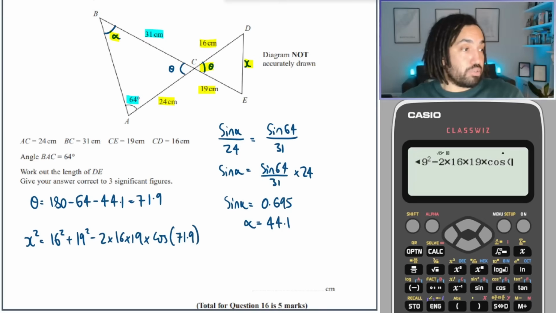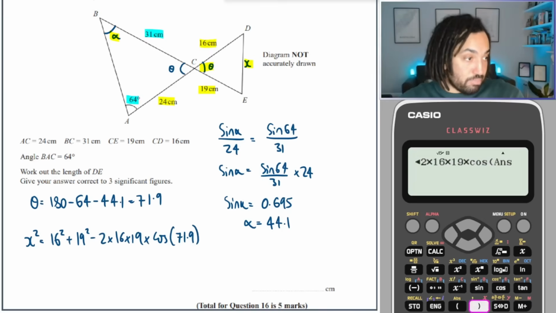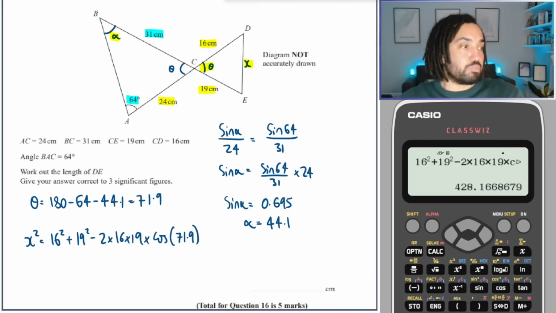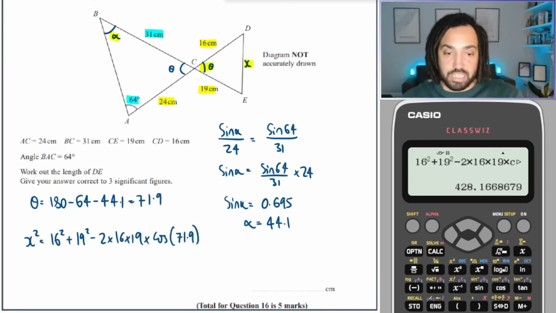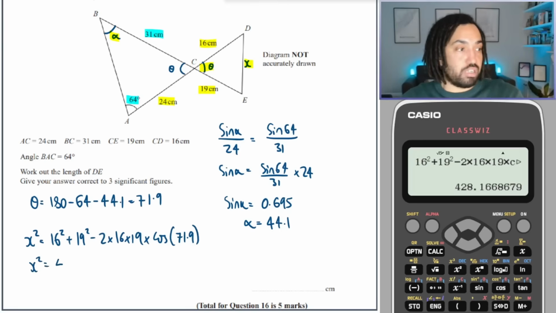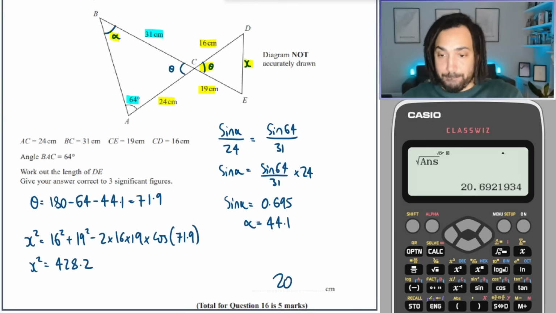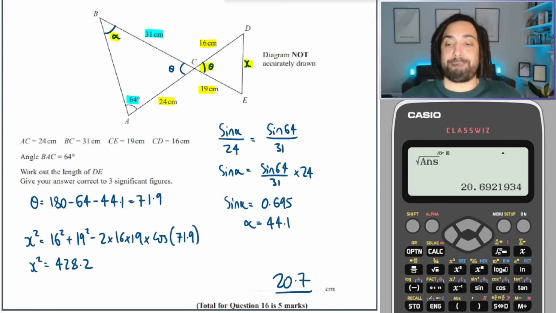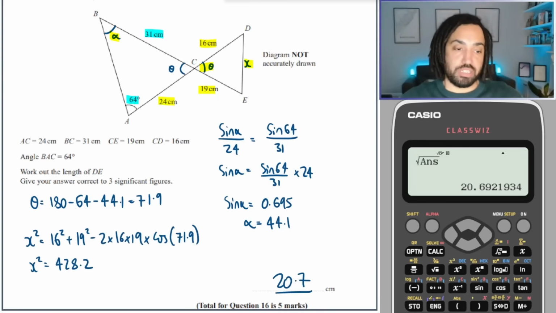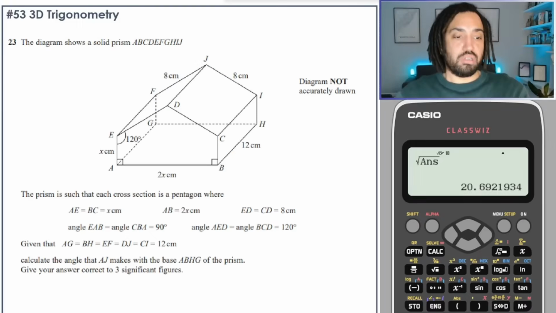Times by cosine, and I'm going to use the same answer as before. Okay, that's x squared, which is this. So then all we need to do is square root to get our final answer of 20.7. Beautiful, great question that. Love that question.